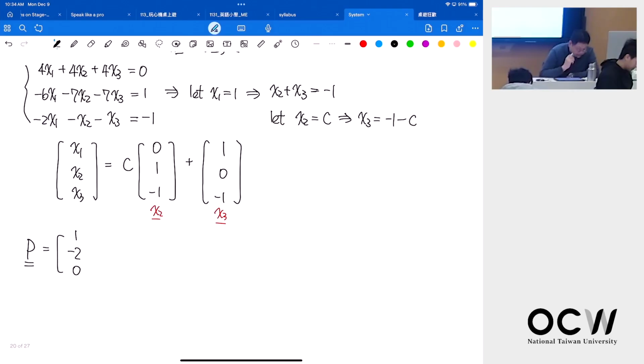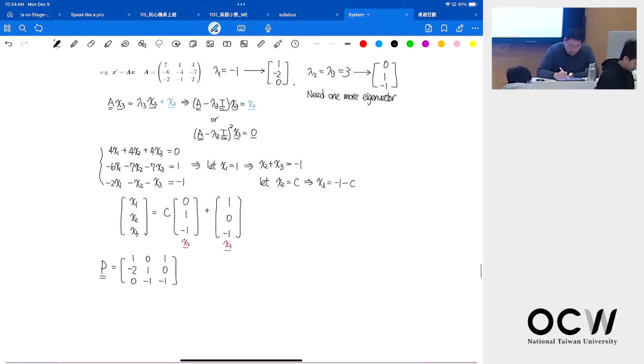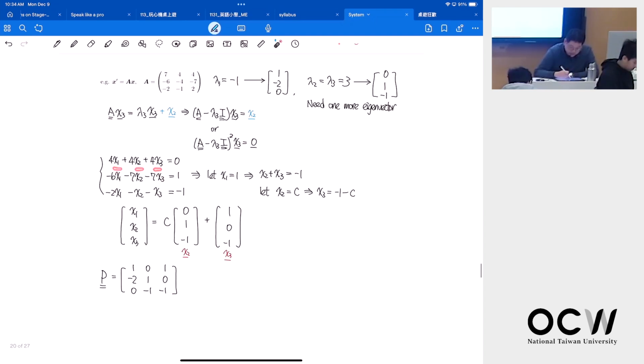And then for x2: 0, 1, -1. For x3: 1, 0, -1. Don't be confused about these notations with this vector. Those are just elements. You can put 4a plus 4b plus 4c equals 0. And this is the vector. This is nothing related to these symbols x1, x2, x3. Maybe next time I will change that to A, B, C. Try to find A, B, C.